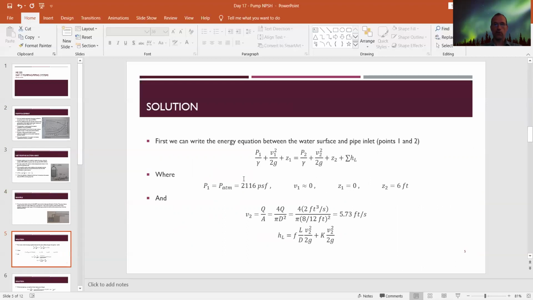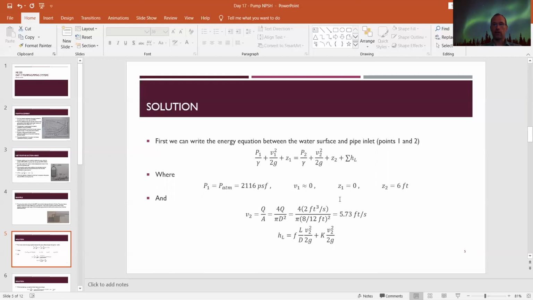And then in terms of the pressures, pressure 1 at the reservoir surface is atmospheric pressure. Atmospheric pressure is 2,116 pounds per square foot. The water surface velocity is essentially 0. So I'm pumping this water out of this big, large pool, and as I'm pumping it out, the pool level is moving down very, very slowly. So I can basically call V1 0.